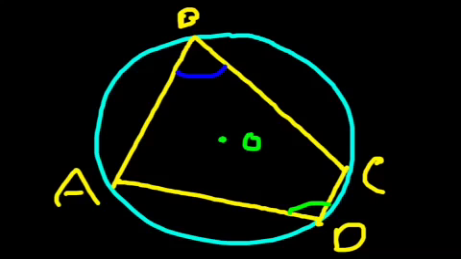Angle red and angle pink also add up to 180. So red plus pink equals 180, and green plus blue equals 180. Or in terms of letters, A plus C equals 180, and so does B plus D.